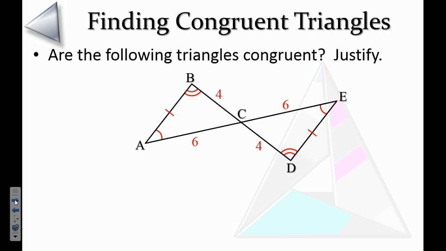We've got a 6 and a 6. So this has got our single tick mark. Here's a double. I like that. 6 equals 6, right? And the 4s are equal. I like that. So we can get all 3 sides congruent to all 3 sides, right? Okay. What about angles?